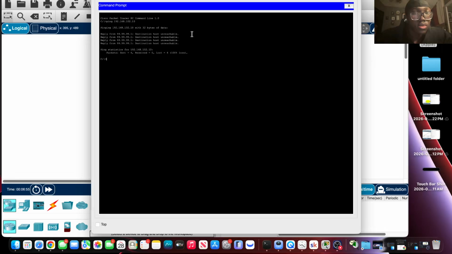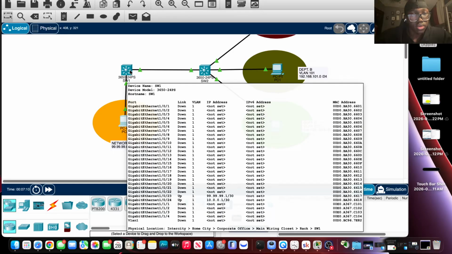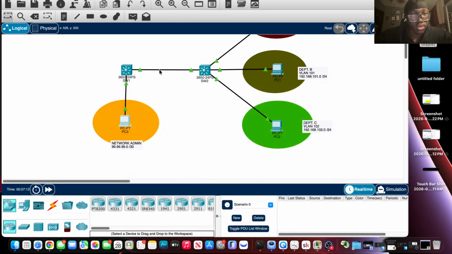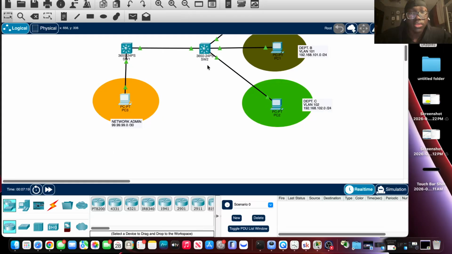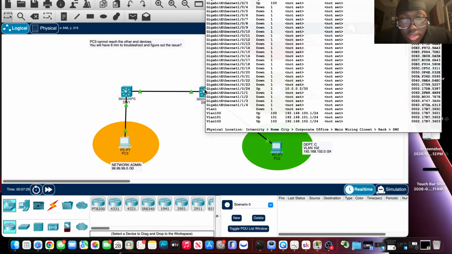Reachable. So usually when a destination host is unreachable, I think that just means that either this wire right here, this connection right here, is not working. This connection right here, let's actually look at it.